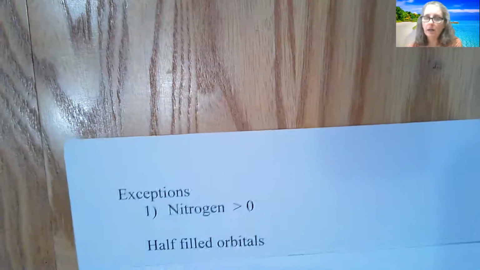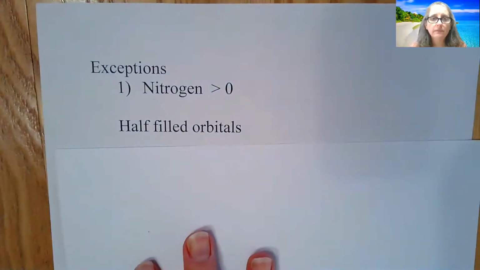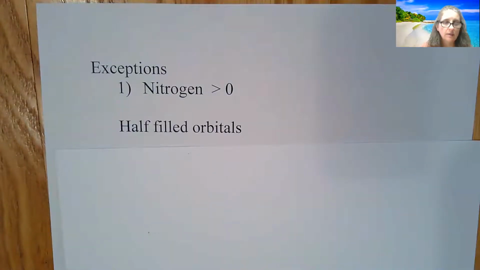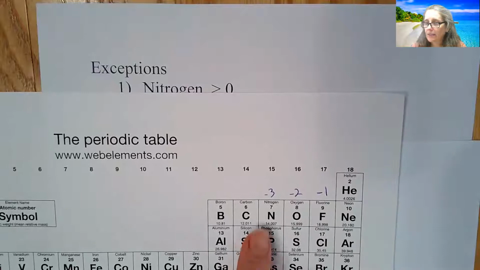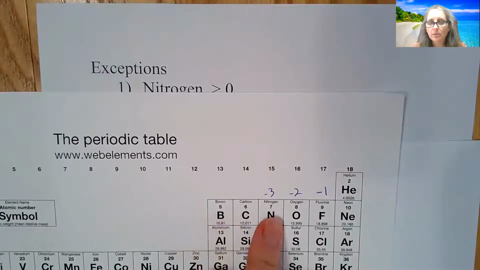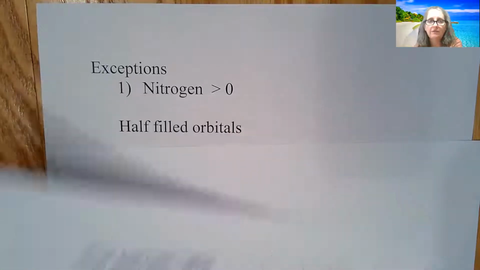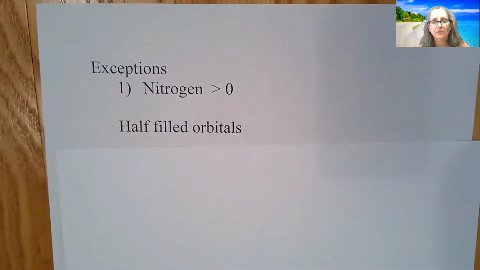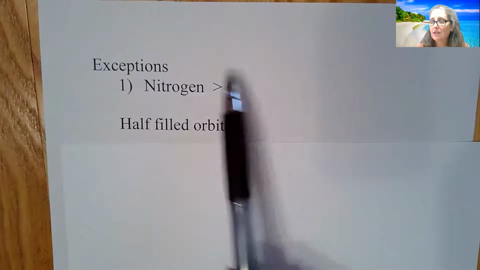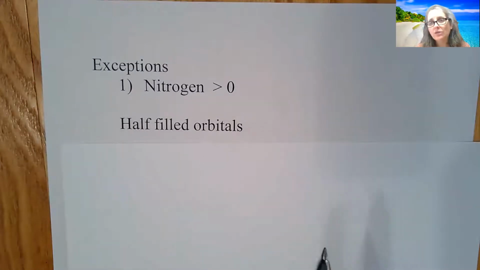So the exceptions I do want to talk about are, nitrogen is greater than 0. It is not a noble gas, but because of the fact that it has that half-filled orbital, that p orbital has 3 electrons in it. It is half-filled. That is a very stable configuration. So because of that, I'm going to need to put energy in order to take that electron in.